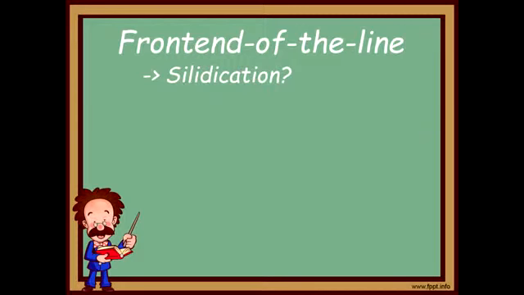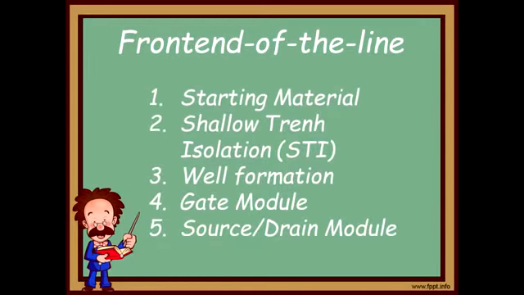So in this case, let us enumerate some of the processes that are included in the FEOL processes. First one, we have this starting material. Second is the shallow trench isolation, or the STI. Third is the well formation. Fourth is the gate module. Fifth is the source or drain module.